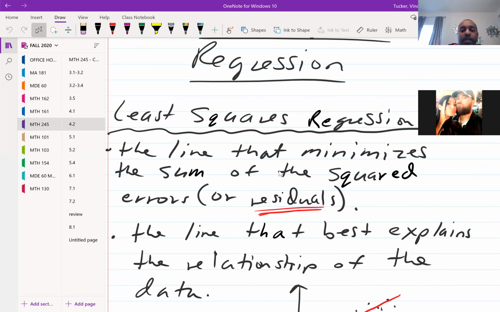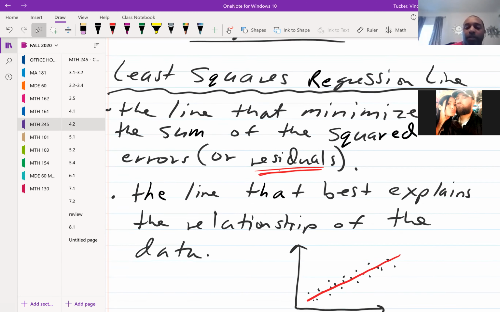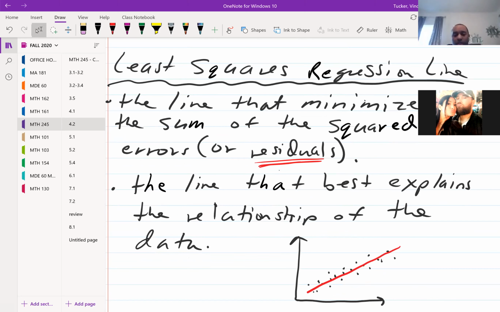The line that best explains the relationship of the data is also a characteristic of the least squares regression line. And so right there, I have a general drawing of what we mean by that. You can have points. We talked about scatter plot, scatter diagram last class. And so the line that best sums up that relationship would be your least squares regression line.